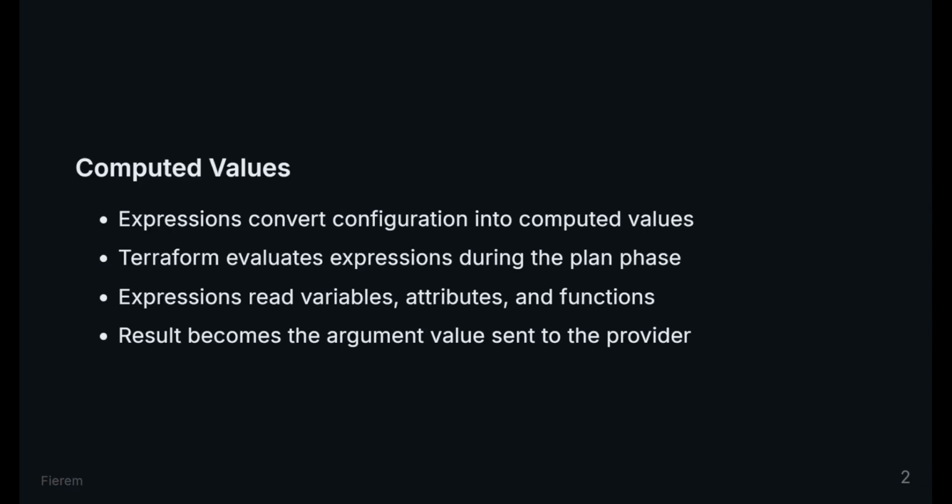Terraform expressions convert static configuration into computed values evaluated during plan time. An expression reads variables, resource attributes, or functions and produces a value Terraform can assign to an argument. The Terraform core interpreter evaluates expressions before sending the final configuration payload to the AWS provider. The outcome is dynamic infrastructure where configuration values adapt to input variables instead of remaining hard-coded.